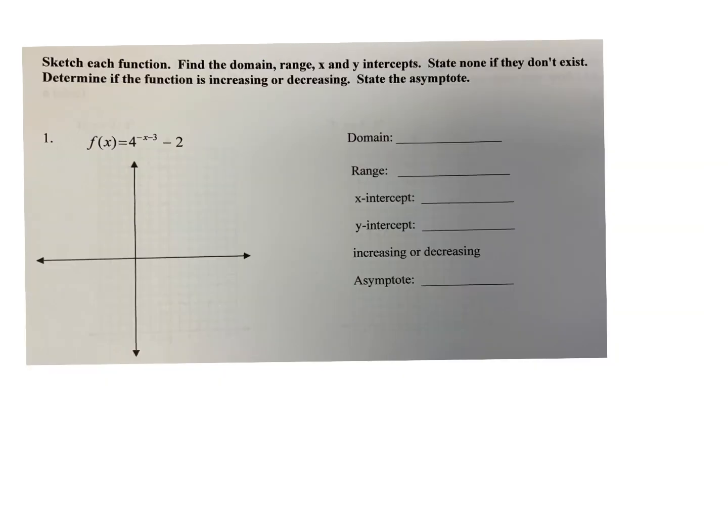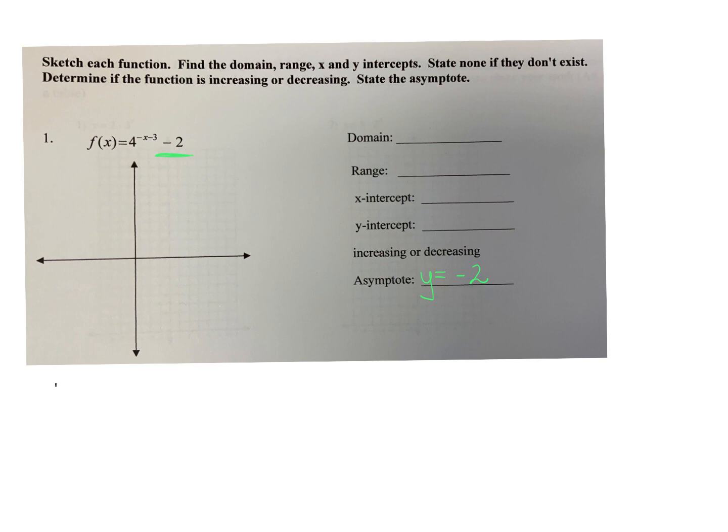Okay, let's make some graphs. Let's find all these pieces and make a graph happen. So I like to make a table and start with some intercepts and some ordered pairs. This right here is my asymptote. And because it's a horizontal asymptote, things that are horizontal are y equals. So my horizontal asymptote is going to be y equals -2.